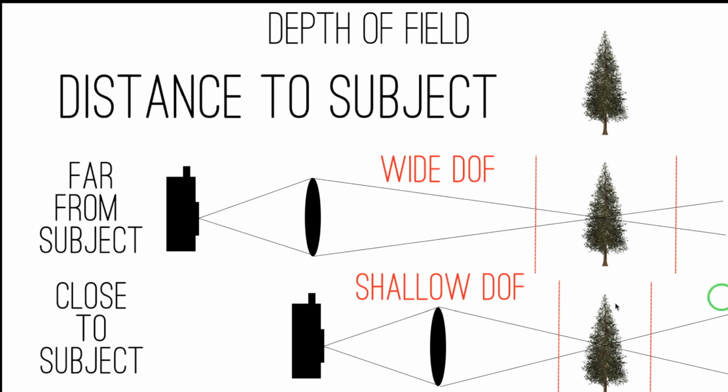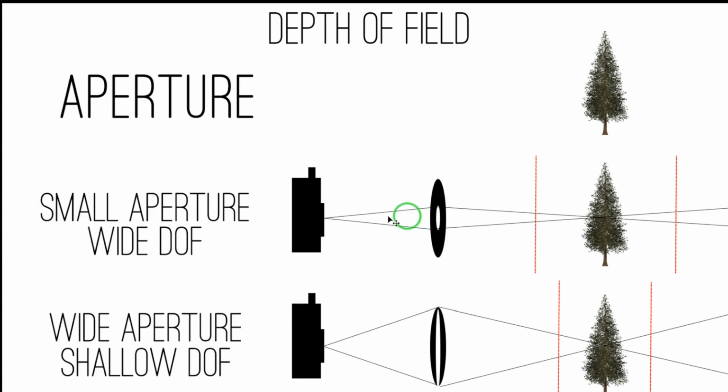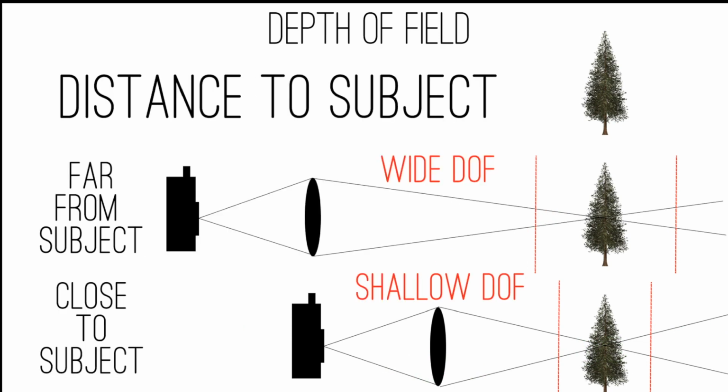Or you're going to come here to aperture, because you're not really moving or changing the way the image looks. You're just changing the opening size of the aperture, and that's going to allow you to get either a wider depth of field or a shallower depth of field. So I really tend to use focal length and aperture to control my depth of field, or distance to subject in certain situations. So hopefully that's helpful.